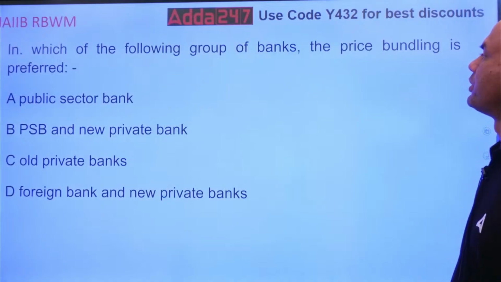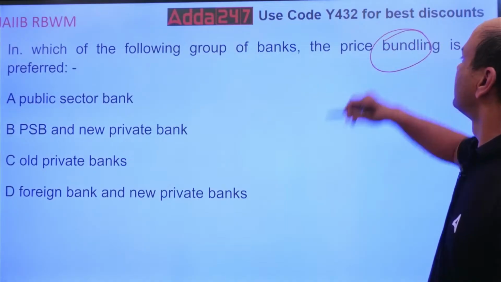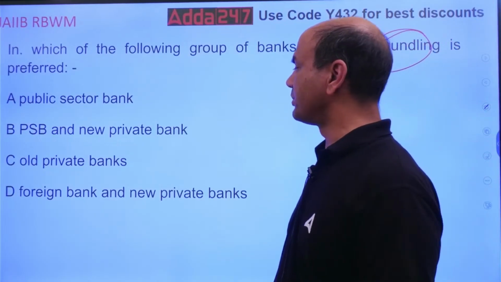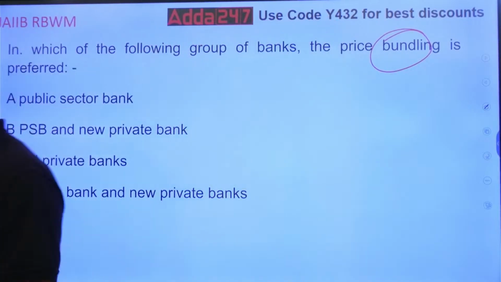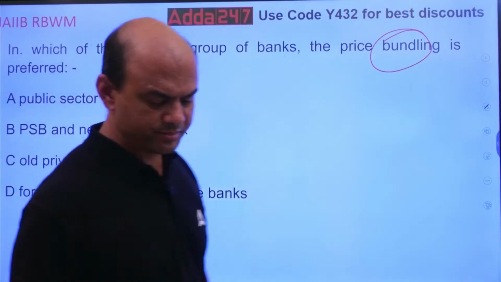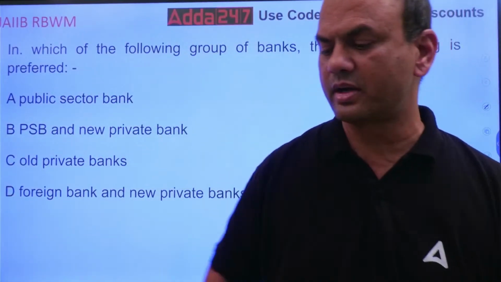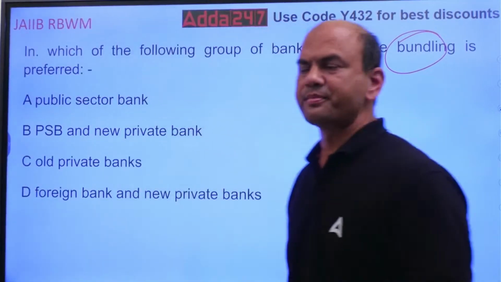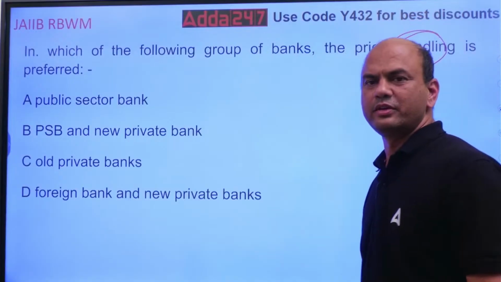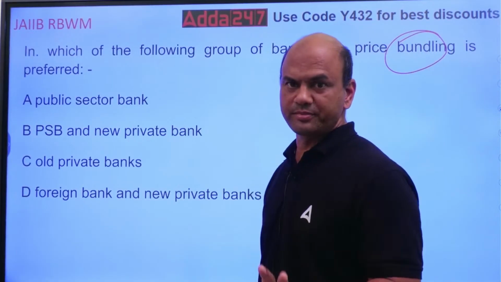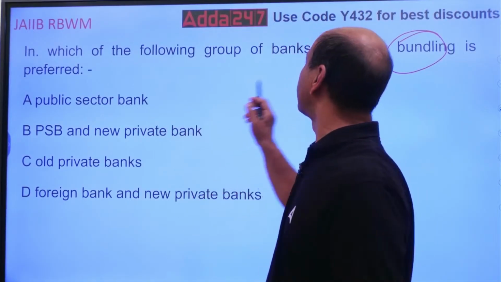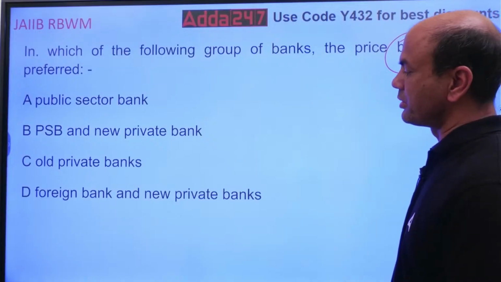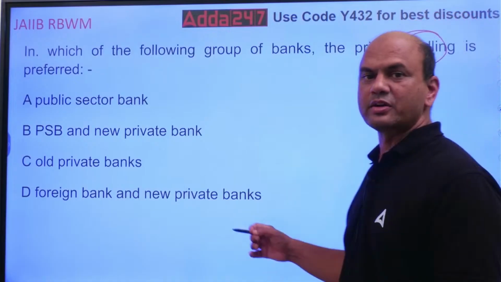In which of the following groups of banks is price bundling preferred? Public sector banks (PSBs) and new private sector banks; old private sector banks; foreign banks and new private sector banks. Where is it preferred? Think over it, everyone. As I told you, you have to go as per the books. Which is the correct option over here?